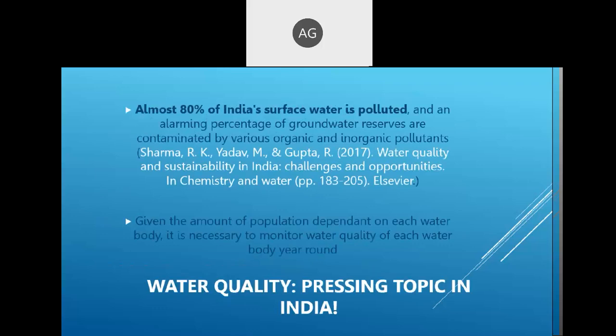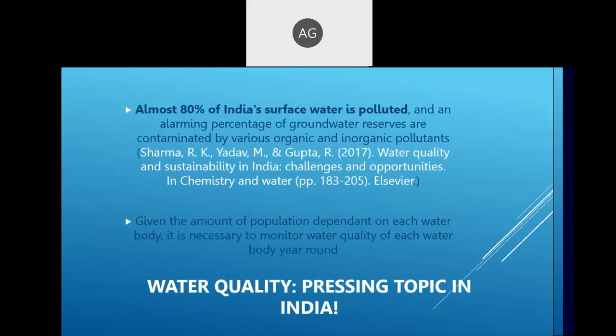So almost 80% of India's surface water is polluted, according to a paper published in Elsevier some years ago. An alarming percentage of groundwater reserves are also contaminated by various organic and inorganic pollutants. So here the problem is that in India, of course, we have a large population, and the population is distributed uniformly geographically all across the landmass. Because of which, we have thousands of water bodies, but there is a large number of population which is dependent on each water body.